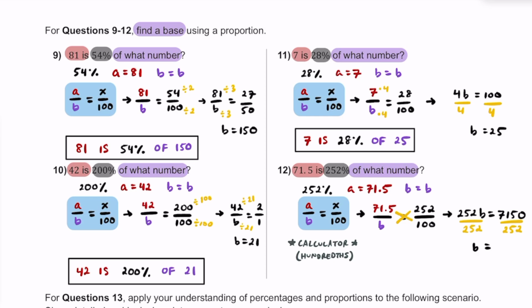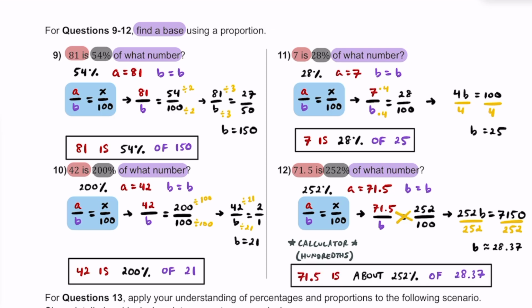You're going to find out it should be about 28 and 37 hundredths. So I'm going to go ahead and change this equal sign to an approximation symbol, and you should too here, and say B would be approximately 28 and 37 hundredths. And so we can say that 71 and 5/10 is about 252% of 28 and 37 hundredths. This one's not exact, but it is a pretty good approximation here.